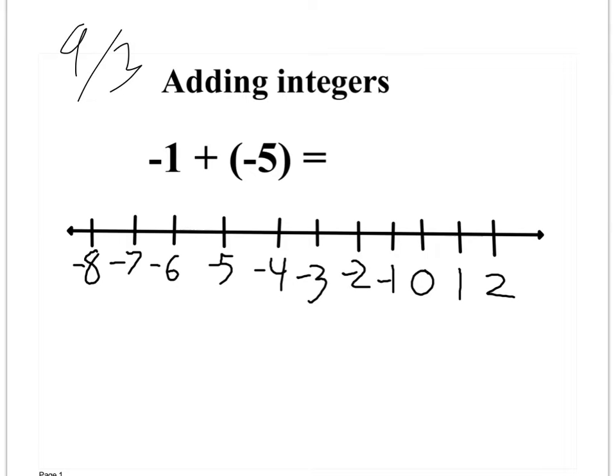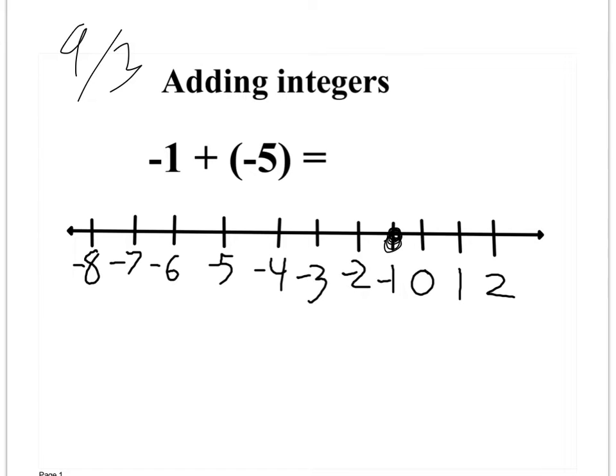-1 plus -5. First thing I do is put a dot at -1. Then I go 5, to which direction? Do I go right or left? Left. I'm adding -5. It's the same thing as subtracting 5. But we like to add negative numbers instead of subtract because we can change the order around because of the commutative property. So adding -5 is the same thing as subtracting 5.